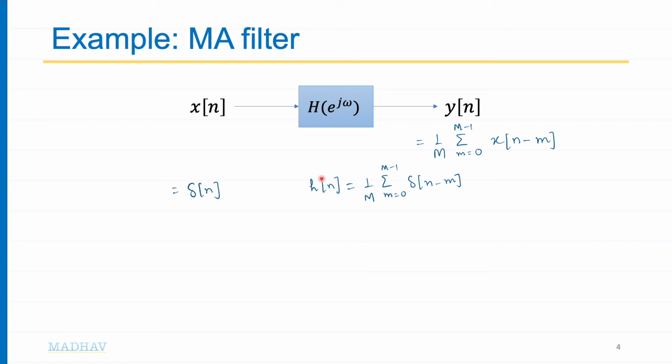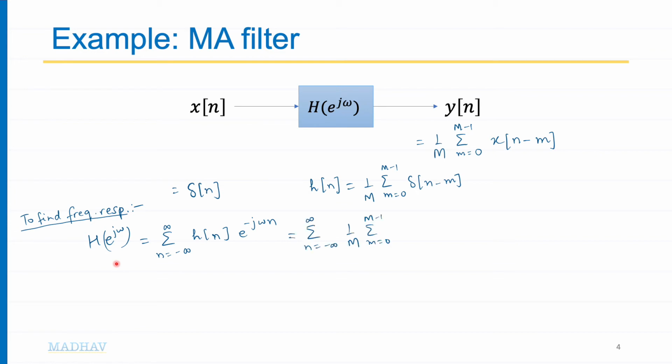Now, this is in the time domain. What is it in the transform domain? To find the frequency response, which is H of e to the power j omega, what will I do? Just take a DTFT. That's it. This is the formula for a DTFT, right? And now let us plug in the value of h of n. What does it become? It is basically this term: this is my h of n times e to the minus j omega n.